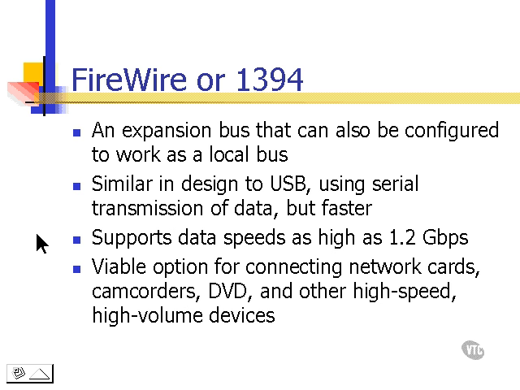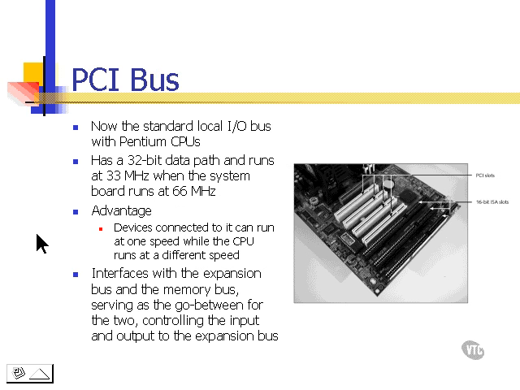Now let's take a look at some local buses. First of all, the most popular local bus, the PCI bus. PCI stands for Peripheral Component Interface. It has a 32-bit data path, and it runs at 33 megahertz when a system board runs at 66. The devices that are connected to it can run at one speed, while the CPU runs at a different speed. This is a tremendous advantage because it allows tremendous flexibility of this bus.